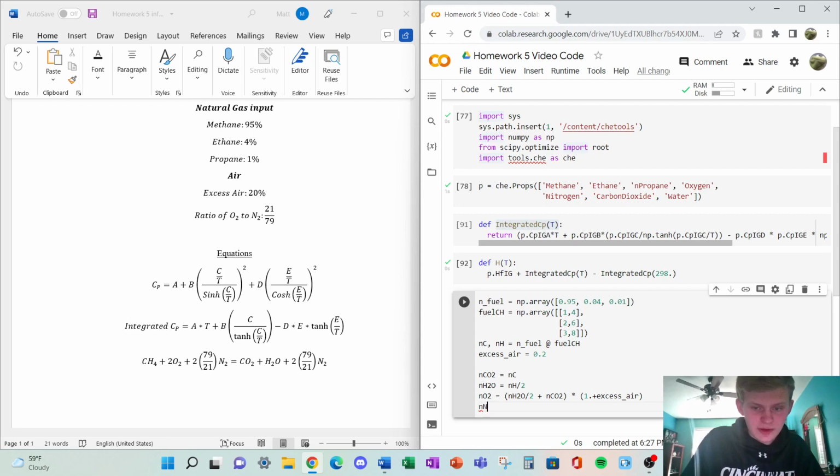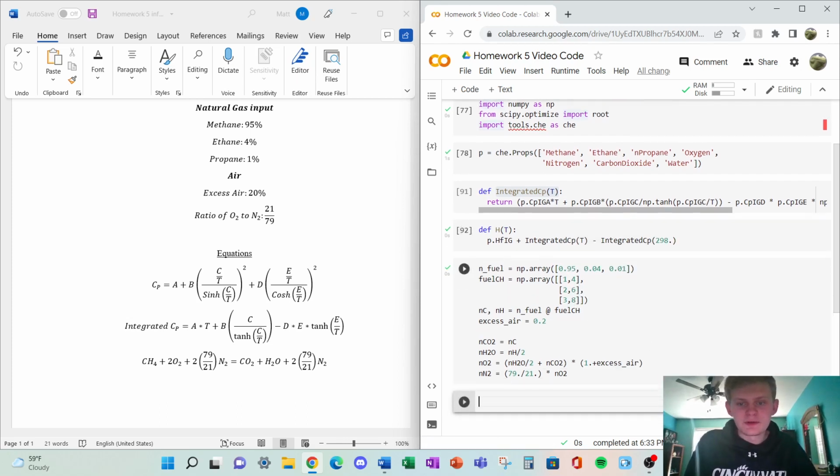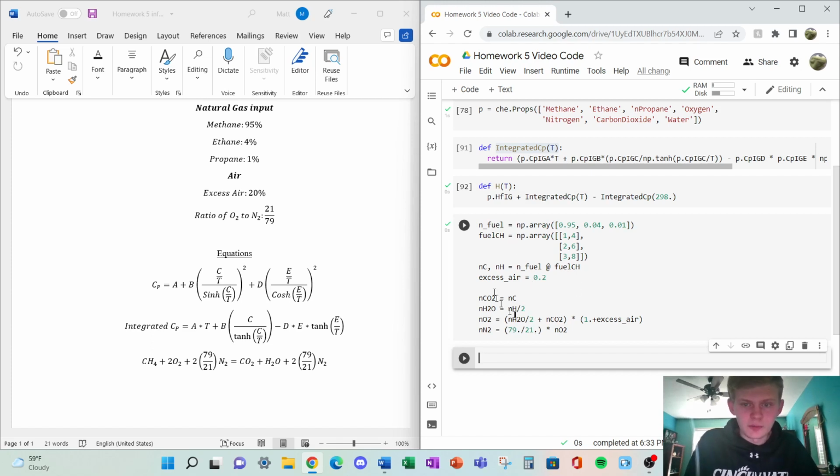And then our moles of nitrogen will be represented through the ratio between oxygen and nitrogen, which is 79/21, multiplied by our moles of O2. And this is what we want for our mole representations of each of our substances. Just going to look back through it real quick to make sure everything looks all right. All right, looks good.